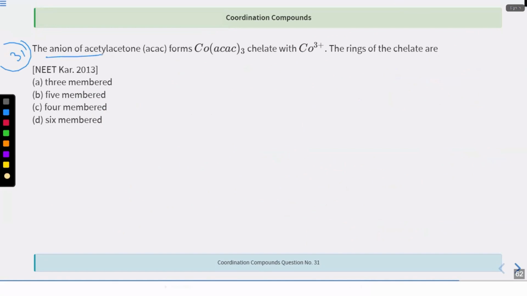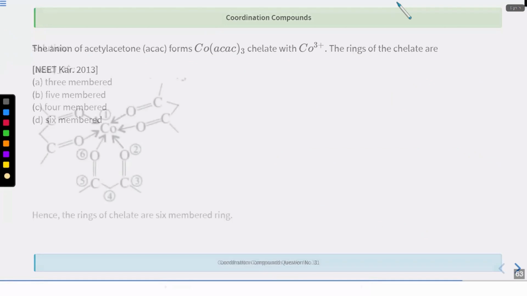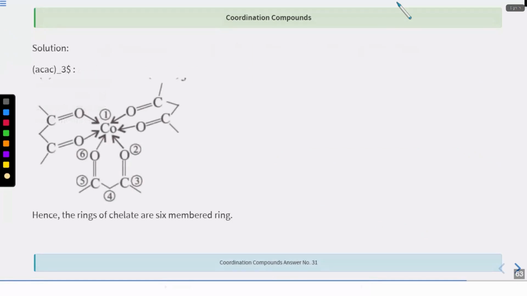The anion of acetylacetone, acac, chelates with Co3+. The rings of the chelate are... So again, this is a chelating ligand. Chelating ligand means forming a ring. So it forms a ring. So the ion is acac minus, the same which I am telling you again and again, something like this.